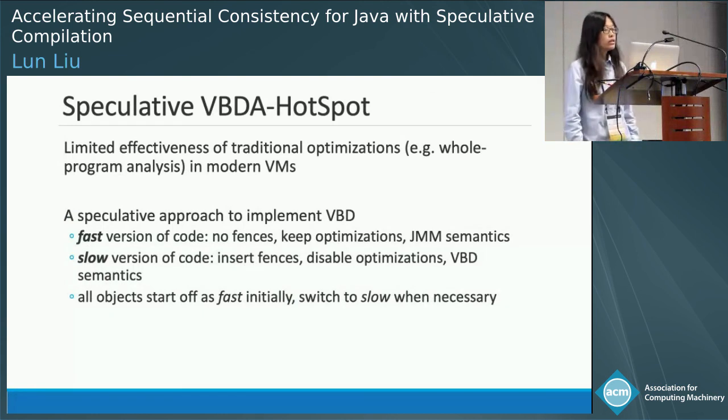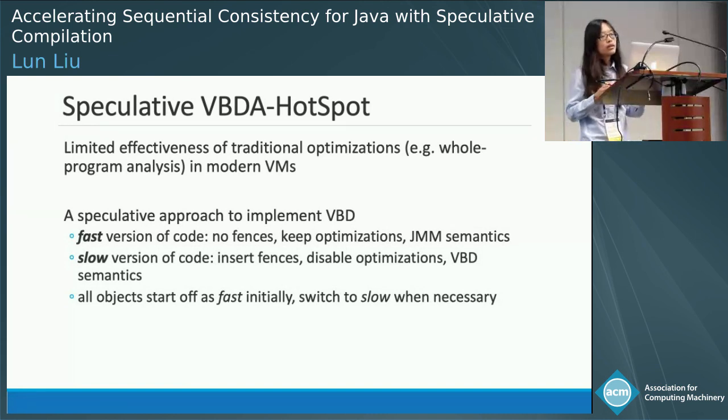Again, the motivation here is that the traditional optimizations to reduce the cost of SC don't really work if you have JIT compilation or dynamic class loading. The solution we give here is a JIT-based technique which we call speculative compilation. The basic idea is, imagine we have two versions of code for every method. We have a fast version where no additional fence is needed, where we can keep all the compiler optimizations, and which has the current Java memory model semantics. And we also have the slow version of code, where we need to insert the necessary fences and disable certain optimizations to have the volatile-by-default semantics.